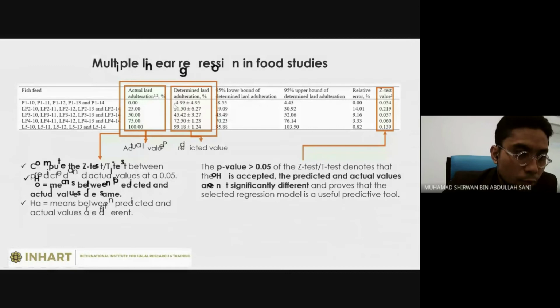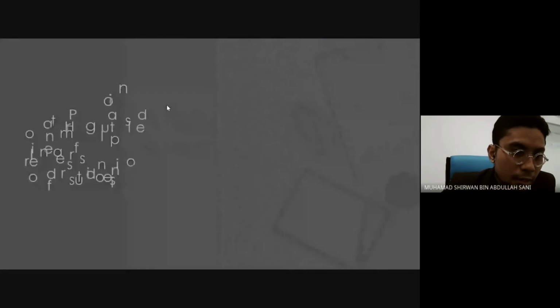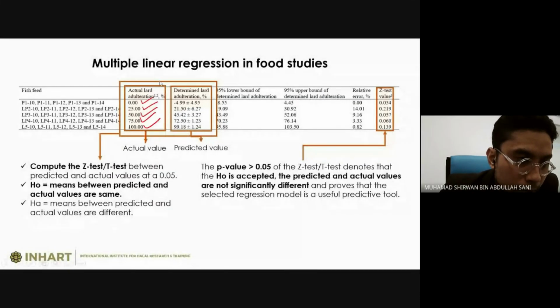We prepare 25% of LUT, we get 21.50%. We prepare 50% of LUT, we get a 45.42 prediction. We prepare 75% of LUT, we get 72% prediction, and we prepare 100% of LUT in the fish feed, we get 99.18%.